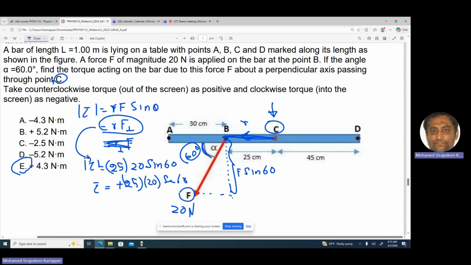Back. Okay, good. How is it positive? Okay.